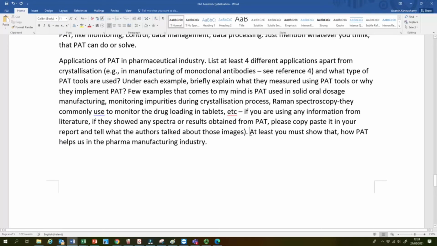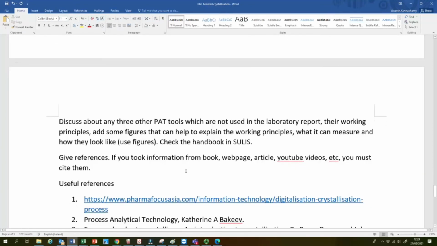At the end, in this section, you should demonstrate that you really understood how PAT helps us in the pharma manufacturing industry. That's the expectation. Then discuss any 3 other PAT tools which are not used in the laboratory report. You have to explain their working principles in detail, add some figures that explain the working principles, and tell what they can measure and how the results will look. You can get this information from literature, and also check the book. I uploaded a handbook, check that book.